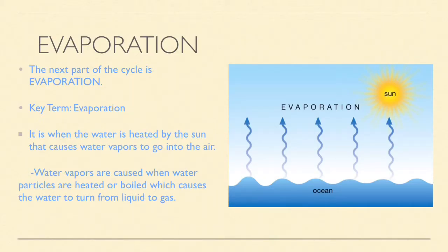After collection is evaporation. Evaporation happens when the water is heated by the sun and it turns the water into a gas. I want you guys to notice the word vapor in evaporation. Water vapor is caused when the water is heated or boiled, which causes the water to turn from liquid to gas.